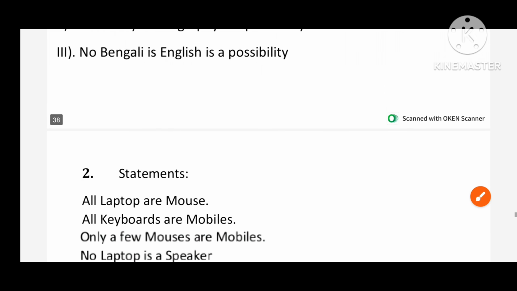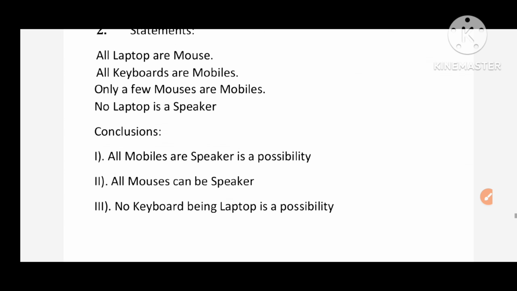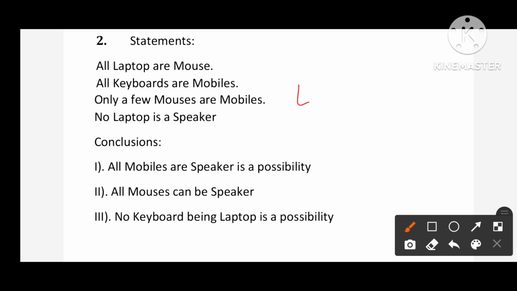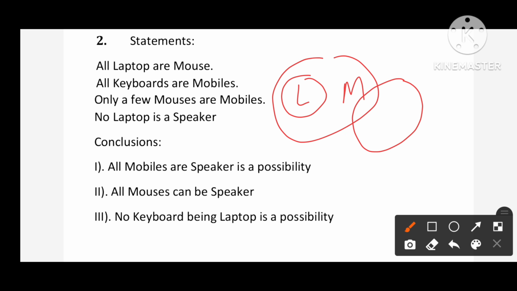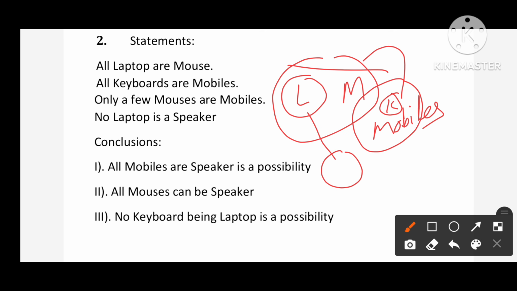Next, question number 2. All laptops are mouse. All keyboards are mobiles. Only a few mouse are mobiles. All keyboards are mobiles means keyboards are inside mobiles. No laptop is a speaker. Okay, let's see the conclusions. All mobiles are speakers. All mobiles can be placed inside speakers. It is possible. So the first one is true.